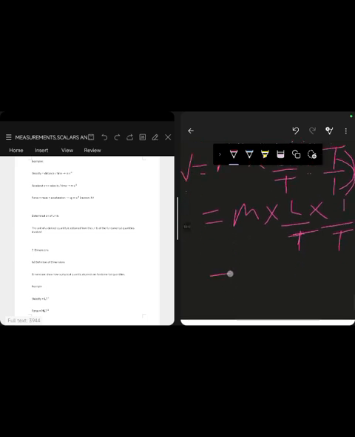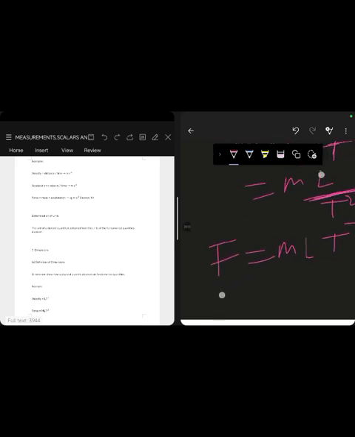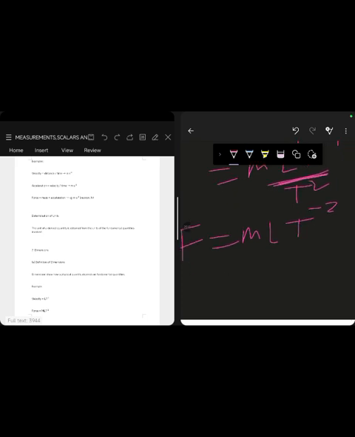So what would this give me? It'll be m times L. L times 1 is L. Then divided by t times t is t squared. And from the law of indices, it will give me m L t raised to the power of what? Minus 2. When you have divided by a power, that becomes negative. So the dimension of force is m L t raised to the power minus 2. And from here, you can get the unit for force. Mass is in kilogram, length is in meter, time is in seconds. So this is raised to the power minus 2. So that means the unit of force is kilogram meter per second squared, which is also called 1 Newton.